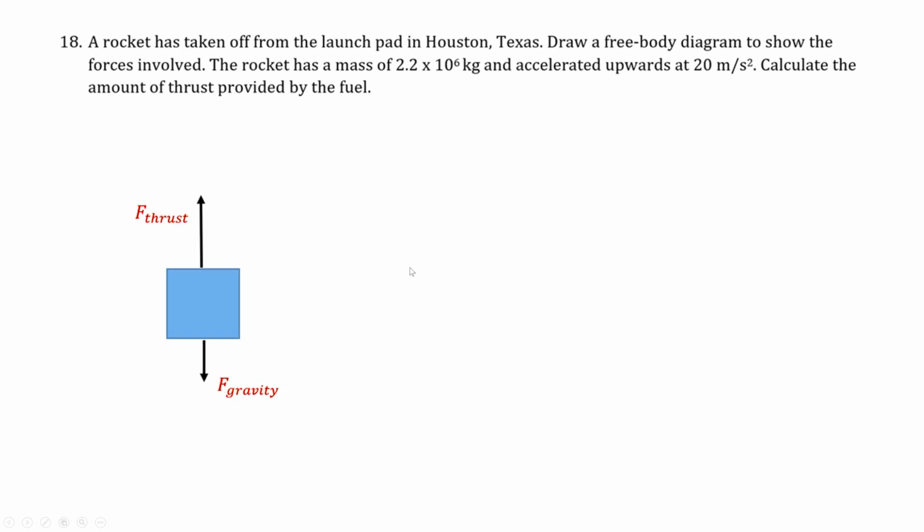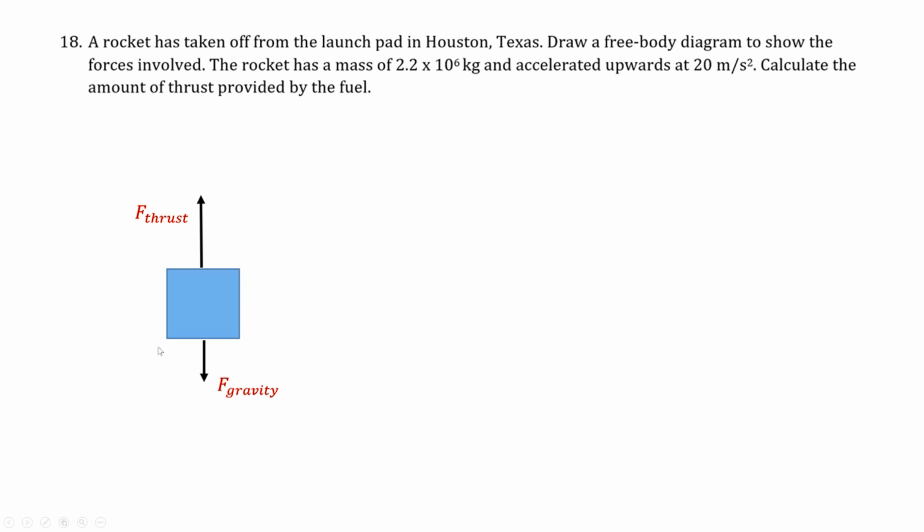Here is your free body diagram. It's launched, so the thrust force must be bigger than the gravitational force. Comfortable with that? So the arrow is longer. The rocket has a mass of 2.2 times 10 to the 6 kilos. That's actually realistic. And this is realistic as well, 20 meters per second squared acceleration. What's the amount of thrust provided by the fuel? How much force is there for that mass to accelerate with that amount of acceleration?